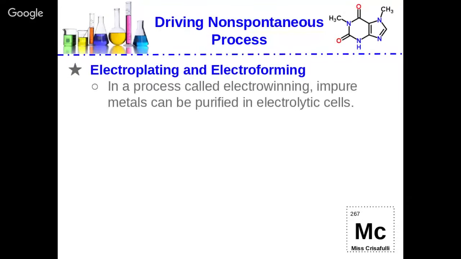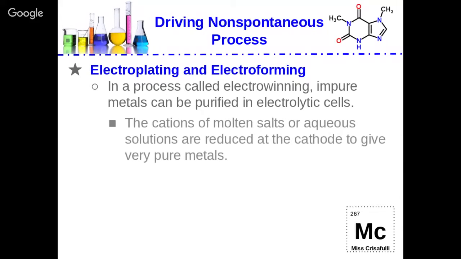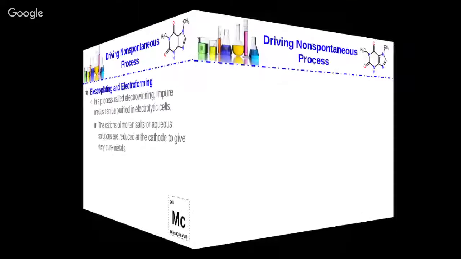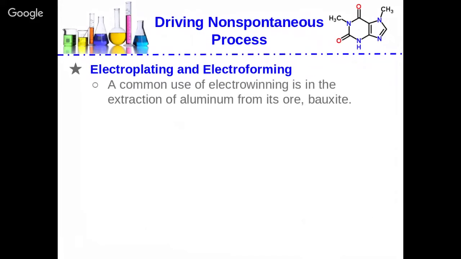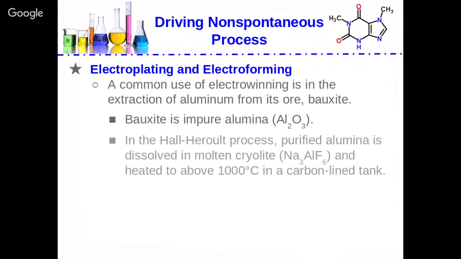In a process called electrowinning, impure metals can be purified in electrolytic cells. The cations of molten salts or aqueous solutions are reduced at the cathode to give very pure metals. A common use of electrowinning is in the extraction of aluminum from its ore, bauxite. Bauxite is impure alumina. It is the Hall-Héroult process.